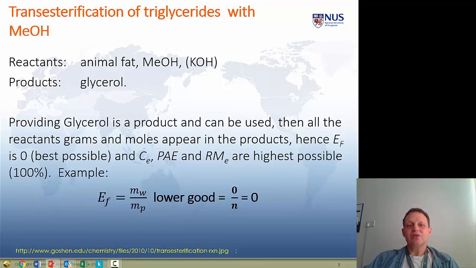One of the indicators you might use to look at how environmentally friendly something is, is how much waste it produces. And effectively, if you look at EF, which is, let's call it, the environmental factor, it's the ratio of the mass of waste divided by the mass of products, and the best value you can get is 0. And because glycerol is a useful product, everything here is product, which means that EF is 0 or very close to 0. A very nice example of a very environmentally friendly process.